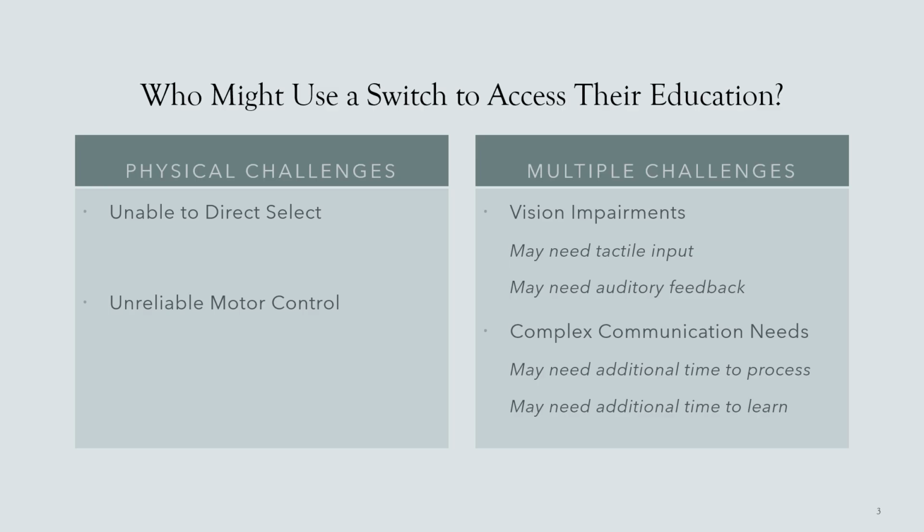Then there are students with multiple challenges. Our students with visual impairments may need some tactile input. They may need to have a switch that has some sensory feel to it, or they may need auditory feedback, the use of sound to indicate that a switch has been successfully activated, especially when you get into using more than one switch to more easily access a more robust vocabulary. Then our students with complex communication needs may need additional time to process what they're doing. They may need additional time to learn cause and effect.